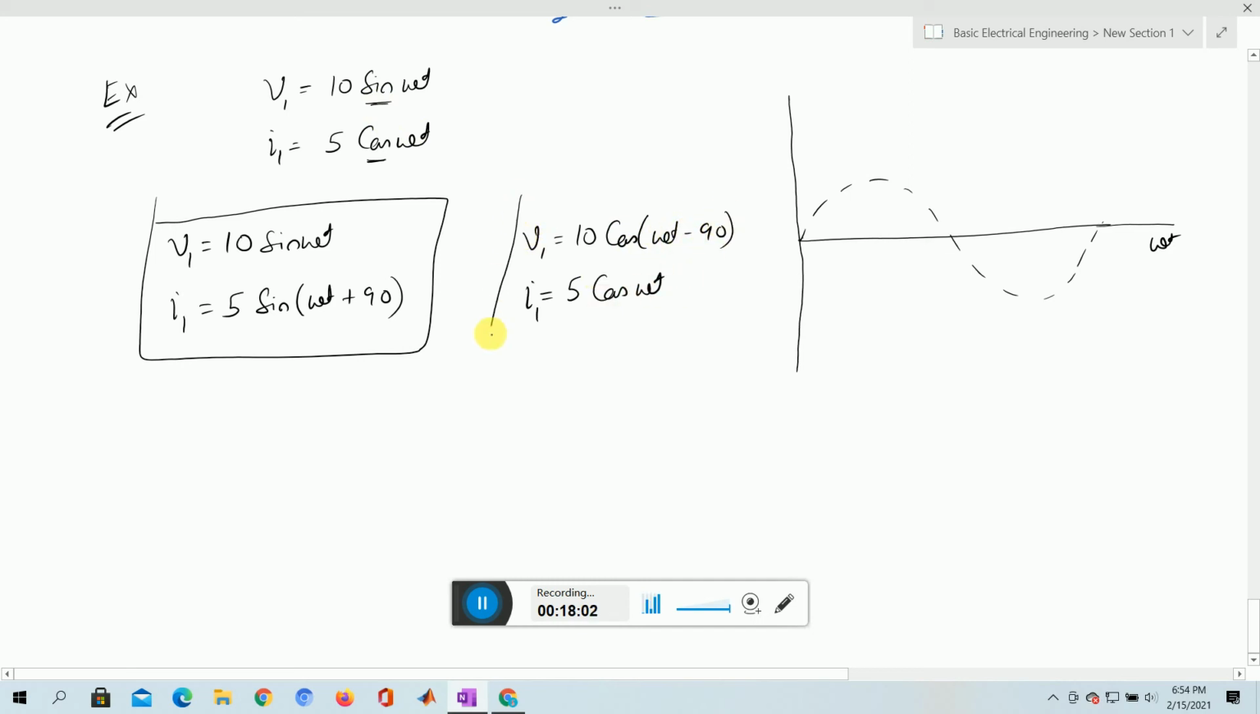If we represent one in sine and the other in cos, the answer will be wrong. So you have to keep everything in either a sine term or a cos term. Then the magnitude will not make a difference in the lag and lead. The only thing that matters is how much is added to or subtracted from omega t, plus or minus, that is important.